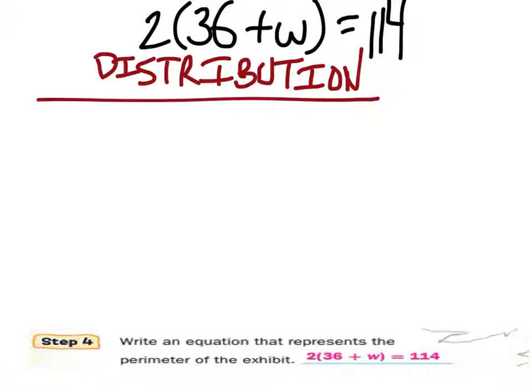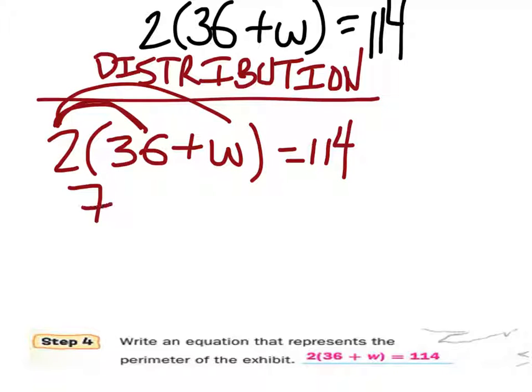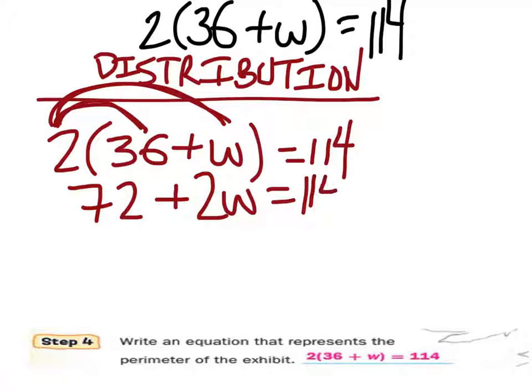All right. So when we do it with distribution, let's start over. You got 2 times 36 plus W equals 114. Well, when you do it this way, really all you're doing is playing the switch and stay game all the way through, which means what's the first rule? You got to distribute, right? So let's distribute 2 times 36. 72. We got plus 2 times W. 2W equals 114. Bam.